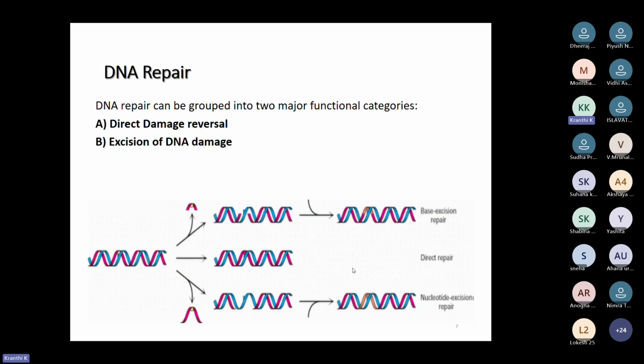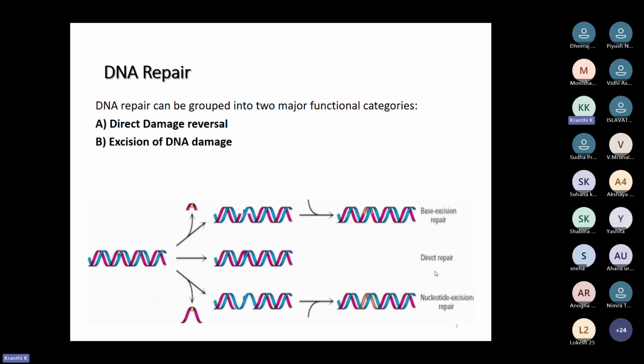Clear? Now coming to the repair. So already we discussed this. There is one, direct damage reversal. When there is damage, directly it will do the repair. There is no problem. But sometimes it will do the excision. See, when this part is damaged, then it will simply add this part here. Okay, it got repaired. Direct repair.